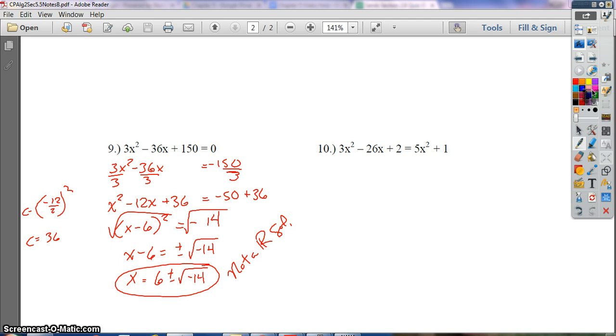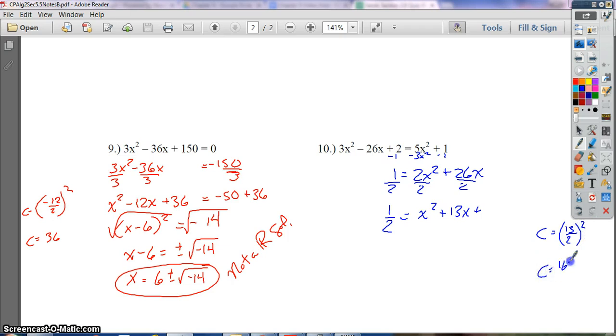Going with number 10, let's get everything on one side to start. So we'll move everything to the right, and I'm going to actually get all the numbers on the left. So I'm going to subtract 1 over here, so it's going to give me 1 equals. Subtract 3x squared over here, get 2x squared. And I'm going to add 26x over. Now I can't do completing the square yet, because this has to be a 1. So I'm going to divide everything by 2. And that leaves me with a half equals x squared plus 13x plus this unknown value that I have to solve. So I'm going to take half of 13 and square it.